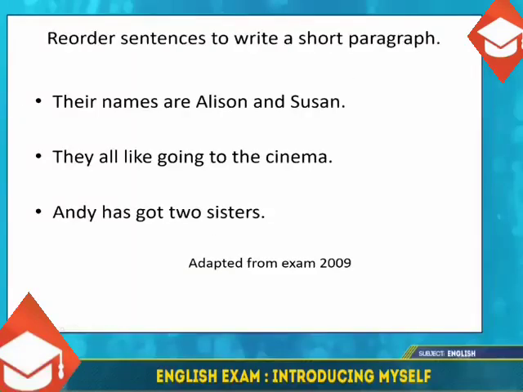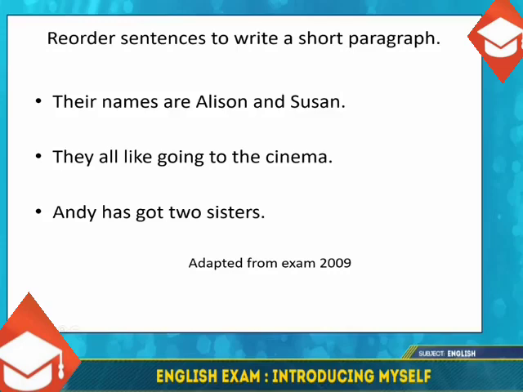Now let's go to question 2. You have to reorder sentences to write a short paragraph. We have the following sentences. First sentence, their names are Alison and Susan. Second sentence, they all like going to the cinema. Third sentence, Andy has got 2 sisters.